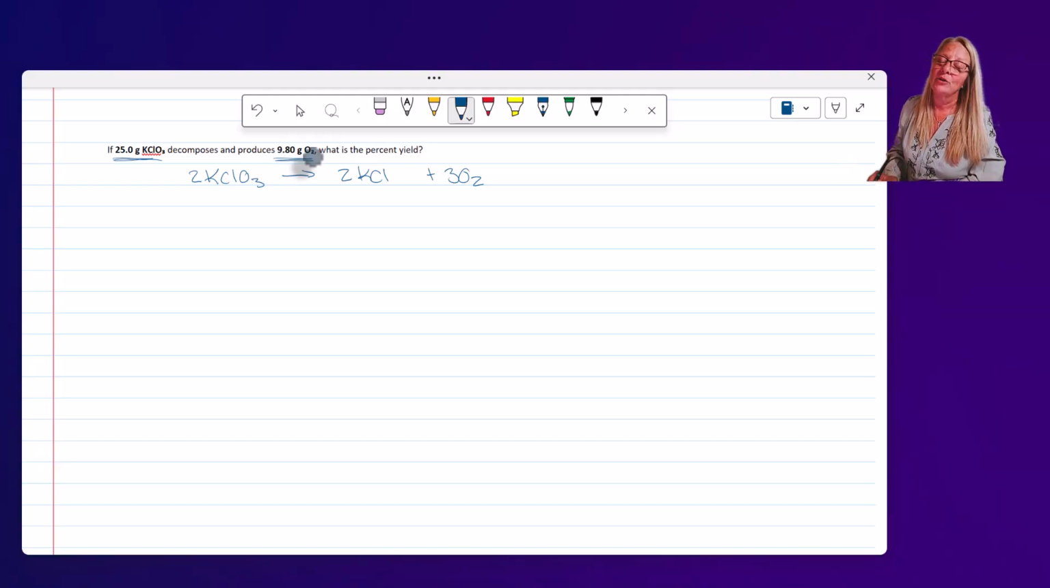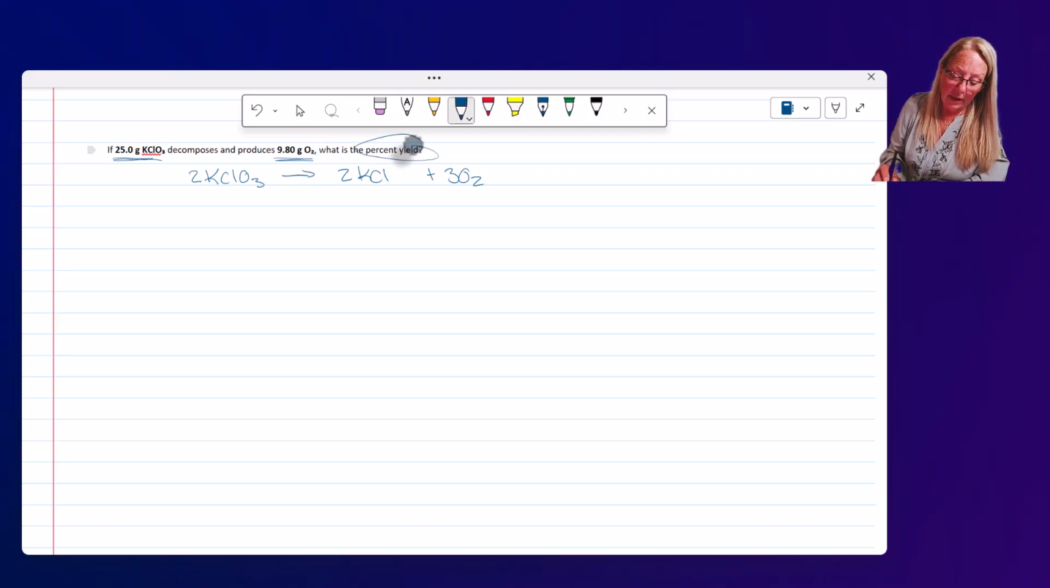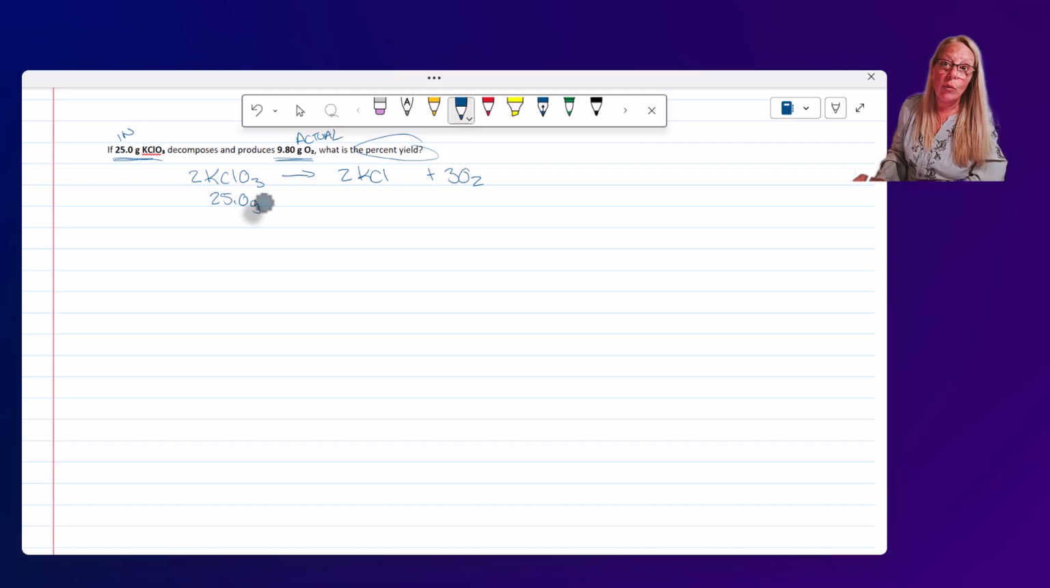Why is it always oxygen? We want to know what the percent yield is. So both of these are physical quantities. This is what I'm actually getting out, and this is what is going in. So the in quantity, this 25.0 grams, is what is going to give me my theoretical yield. My actual is what I get when I put my oxygen on a scale.